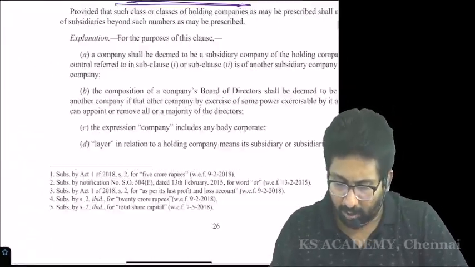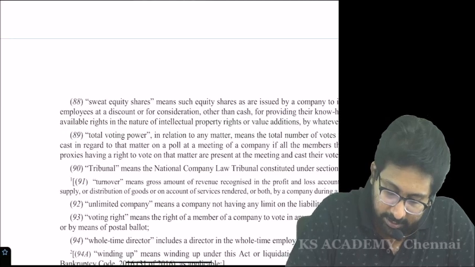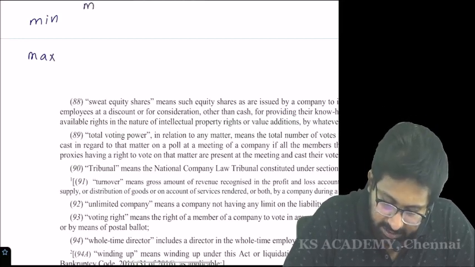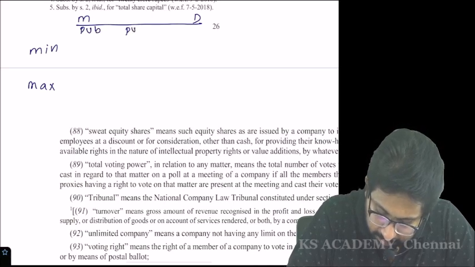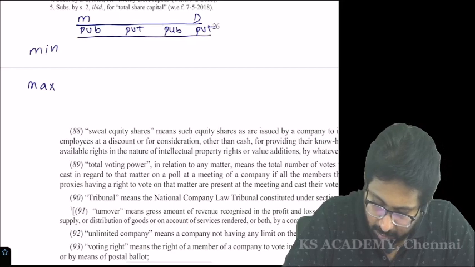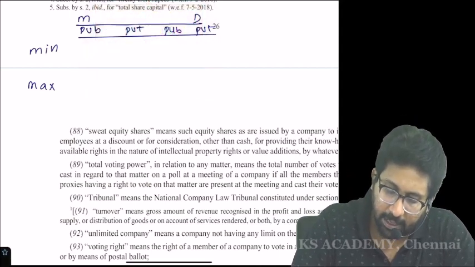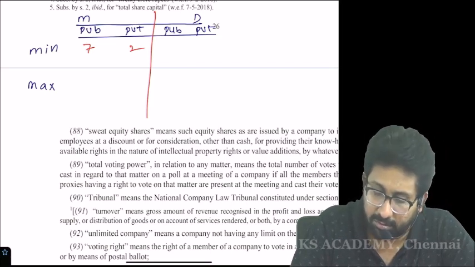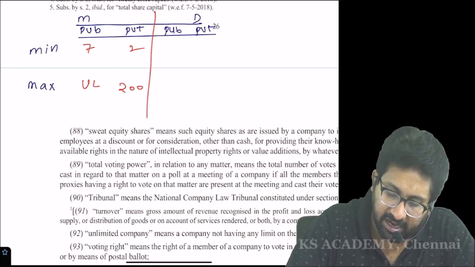Now, why is there a minimum number of members in a private company? I will write statistical numbers. See the screen once. Members, directors; I will write minimum, maximum. Public, private. OPC I am not concerned about, I am leaving it. See here now. Minimum members in a public, 7. Minimum members in a private, 2. Maximum members in a public, unlimited. Maximum members in a private, 200. Very good.